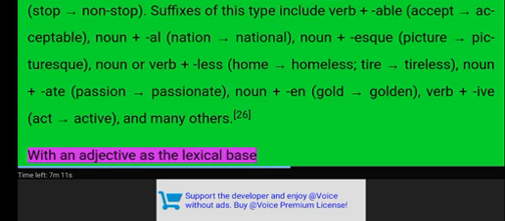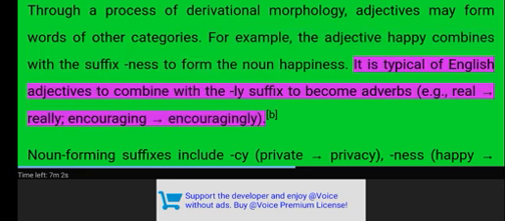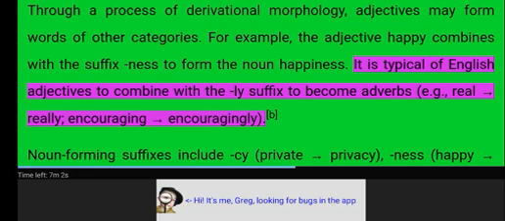With an adjective as the lexical base. Through a process of derivational morphology, adjectives may form words of other categories. For example, the adjective happy combines with the suffix -ness to form the noun happiness. It is typical of English adjectives to combine with the -ly suffix to become adverbs, e.g., real → really, encouraging → encouragingly.